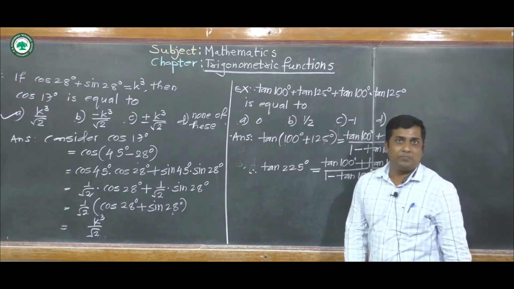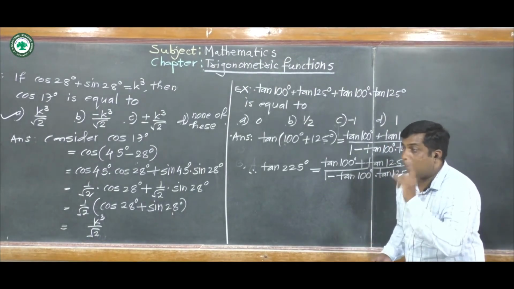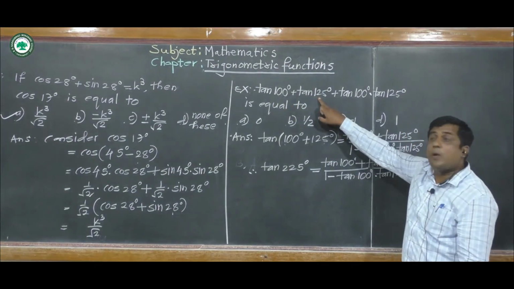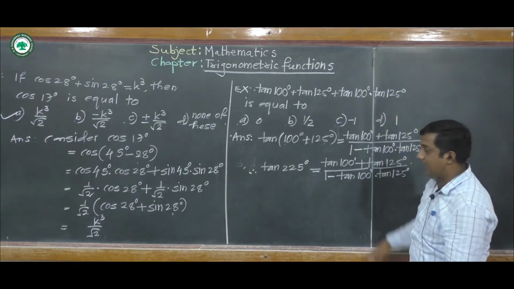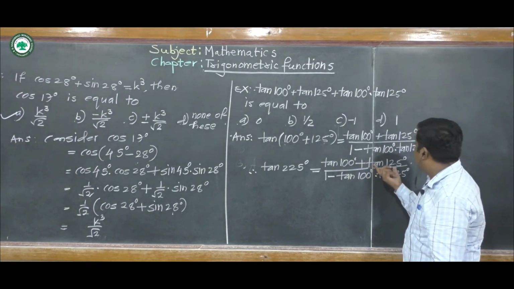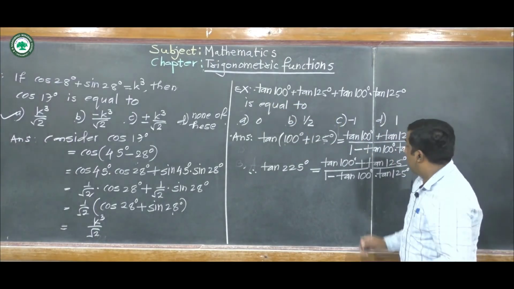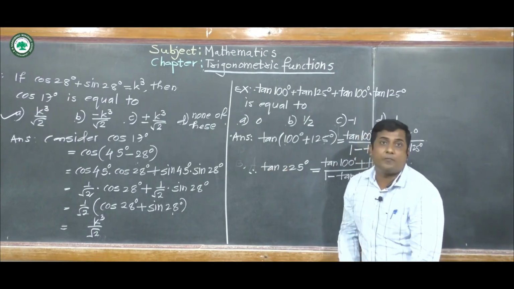as it is. Now remember what we have to find. Here we have to find the value of tan of 100 degrees plus tan of 125 degrees plus tan 100 into tan of 125 degrees. So in the numerator, tan 100 plus tan 125, these first two are given. Now, to find the value, firstly we find the value of tan of 225 degrees.